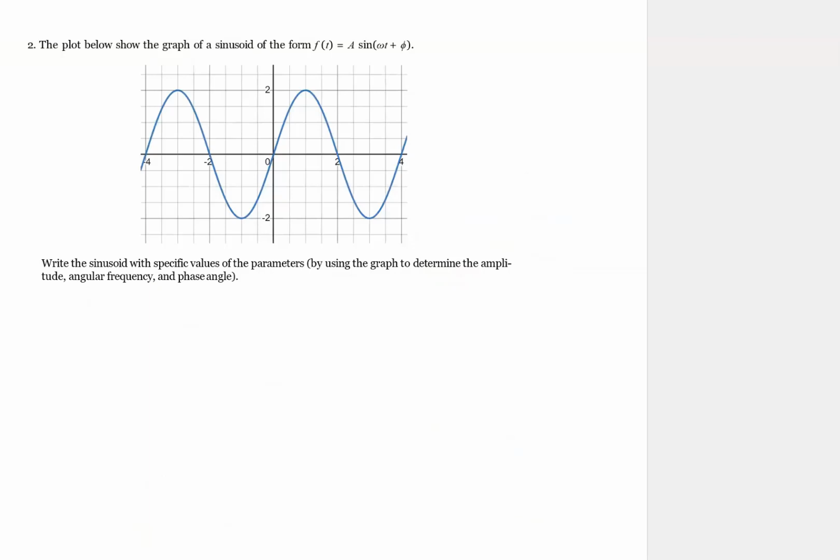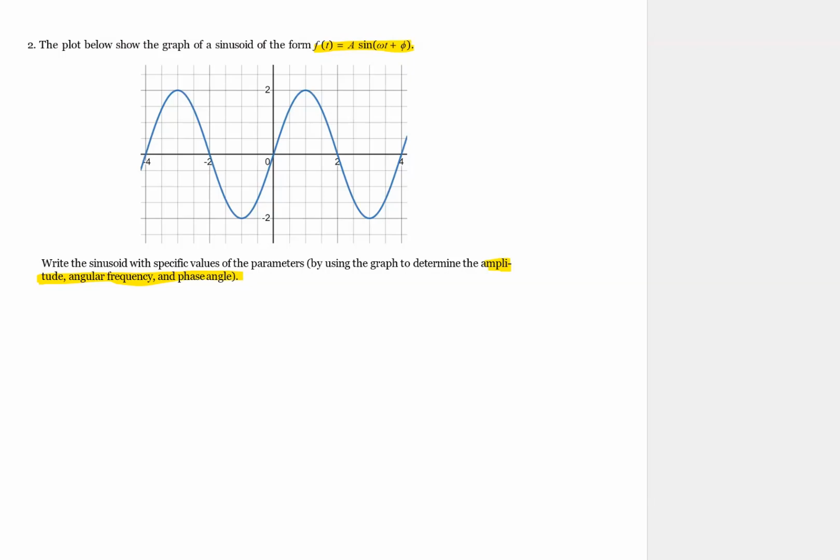Problem number 2. The plot below shows the graph of a sinusoid of the form f of t equals A sine of omega t plus phi. And we are given this graph, and what we want to do is write an equation. We're going to use the amplitude, angular frequency, and phase angle to write this out.